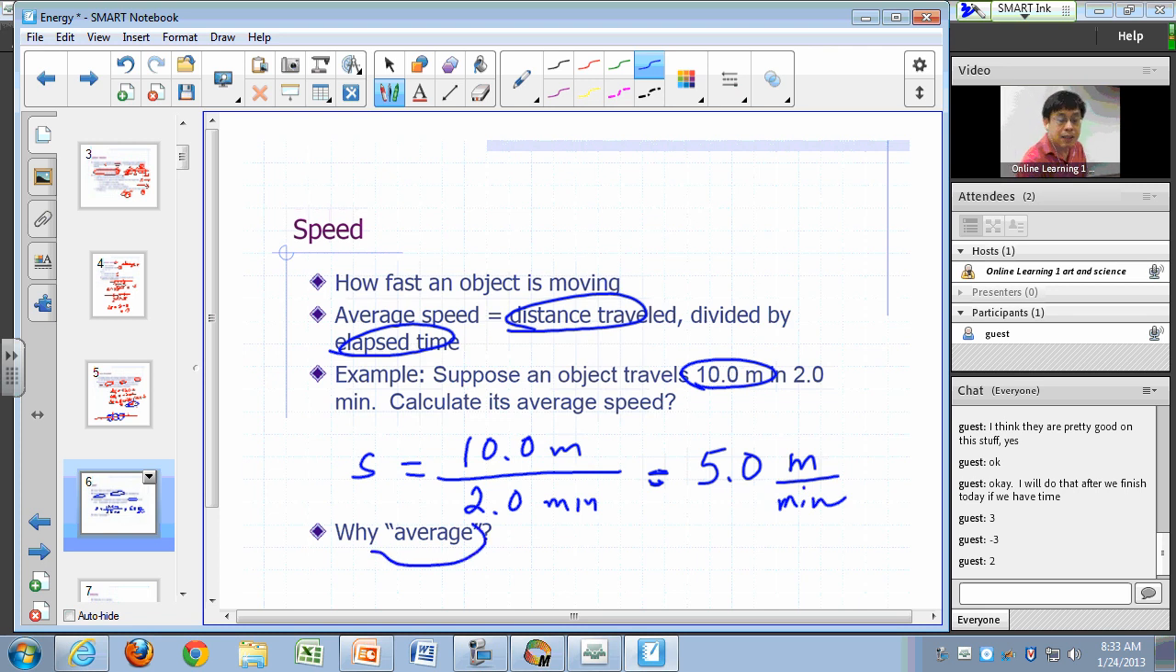Now, why is this called average? It's called average because it doesn't mean you're moving at that speed all the time. It's like saying that if you traveled 30 miles in 1 hour, it doesn't mean your car has been traveling at 30 miles per hour at all times. You may have sped up at some point in your trip and slowed down.